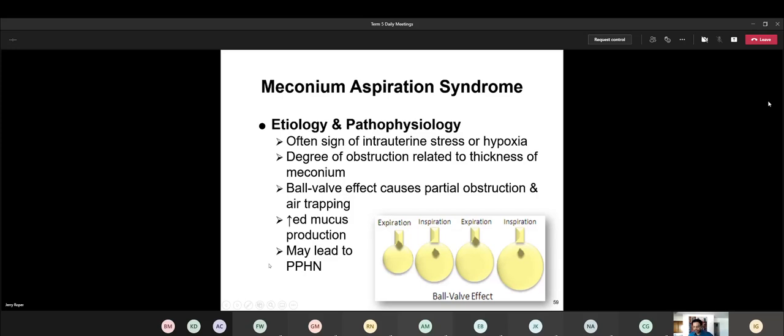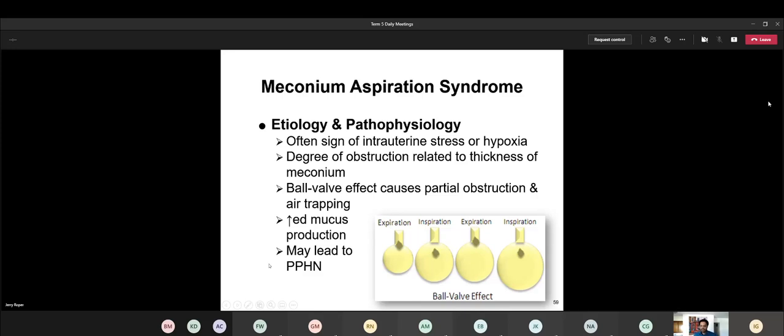So now here's that air trapping situation that can happen in MAS. First, let's say that we realize that mom is under a lot of stress and she's been having a lot of issues. Then if she's under a lot of stress, the baby is probably going to be under stress as well, because the baby is feeling everything that mom is feeling. And then there's also something going on with the placenta or the umbilical cord, where oxygenation is not really that great for the baby.